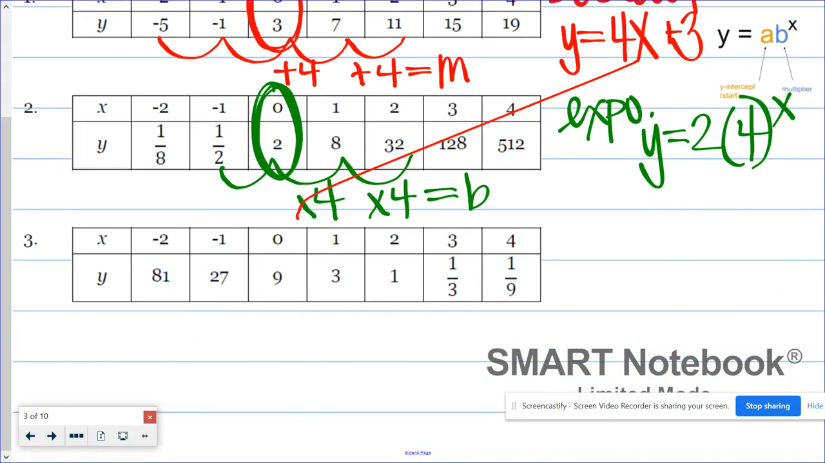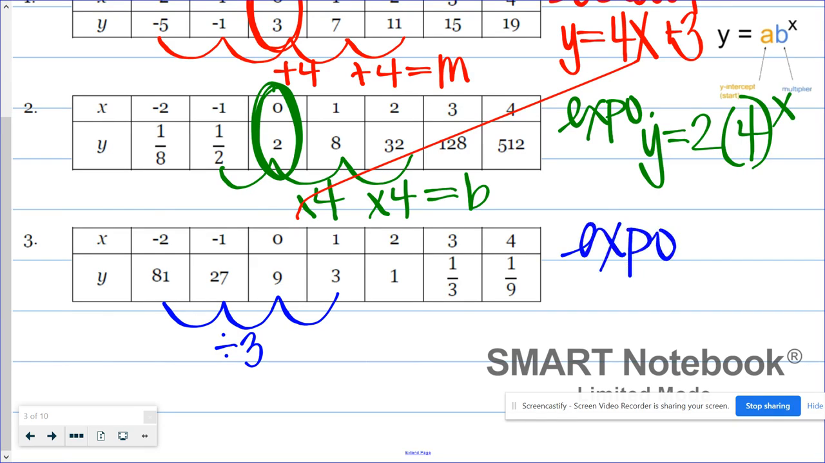Finally, in number 3, the pattern that I observe, at least, is division by 3. That's the pattern that I see, okay? Which means that this is an exponential function, okay?